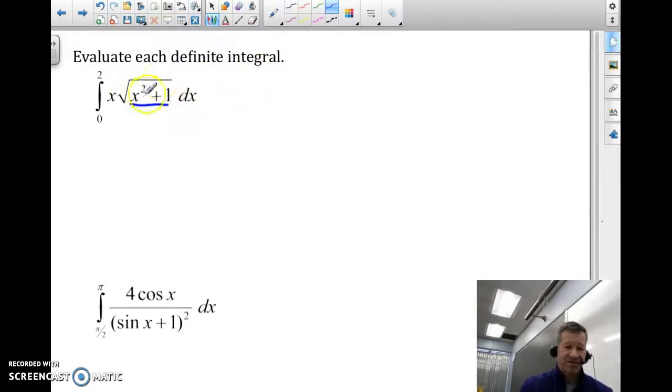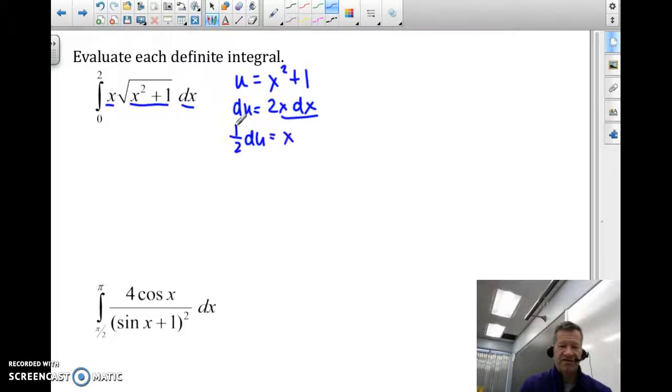So I'm going to try substitution. I notice if I let u equal x squared plus 1, the derivative of that will have an x to the first in it, which should allow me to get rid of that x. So the derivative du/dx is 2x. Moving the dx to the other side, I get this. Now I've got an x dx to get rid of right here. So let's divide by 2. So I've got a half du equals x dx.